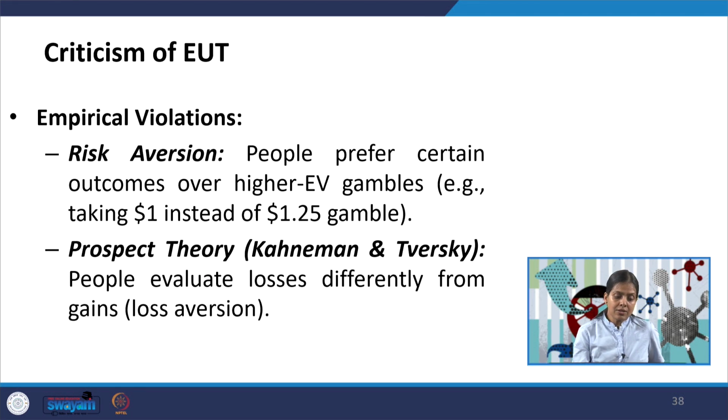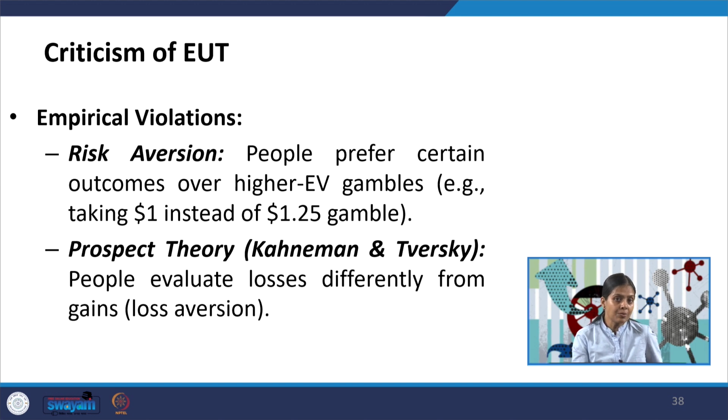The criticism of EUT, first of all, is that it is empirically violated because there are concepts of risk aversion. People prefer certain outcomes over high expected value gambles. For example, taking $1 instead of the $1.25 gamble. People prefer a sure shot gain. People display a very strong preference for sure shot gains. So, it has been observed empirically that chances are higher that people would actually opt for $1 instead of going for the gamble where the chance of winning $100 is very slim.